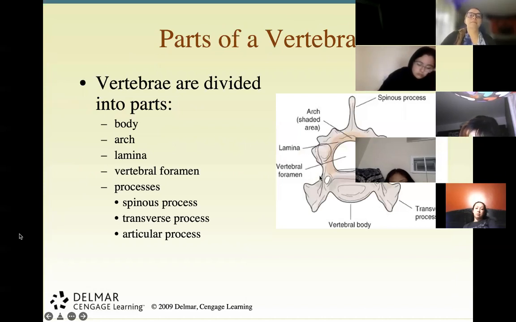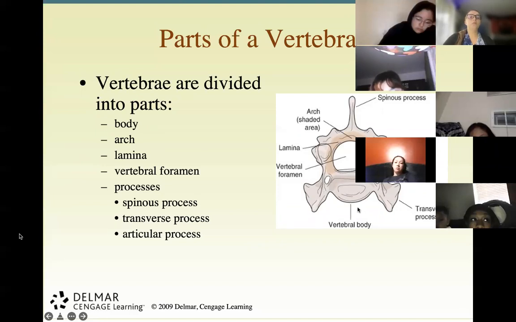So again, we have the body, the arch, which is this top little area here, the lamina. We have the vertebral foramen, and foramen also means to have a gap or a hole. So fossa, foramen, those are all different terms for just having blank space or space filled with air or fluid. And then different processes. So your transverse, your articular, and your spinous process, those are all going to be different depending on what section of the vertebrae you're in.